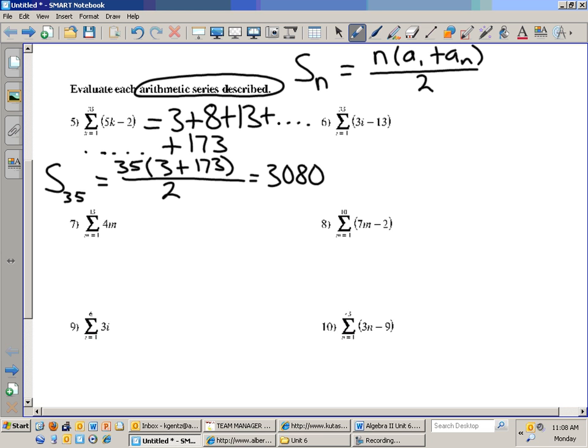Oh, it's k equals 1. So it starts with 1 and it goes to 35. So this is where it starts and this is where it ends.